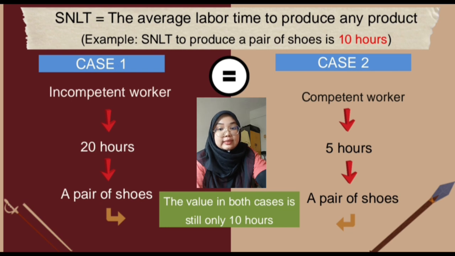Even if a worker is inefficient or lazy and creates a pair of shoes in 20 hours, it is still only worth 10 hours. If a worker or employer leads the industry in efficiency and technology, and a pair of shoes is created in 5 hours of work, their value is still 10 hours.